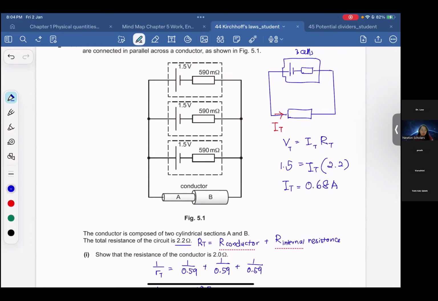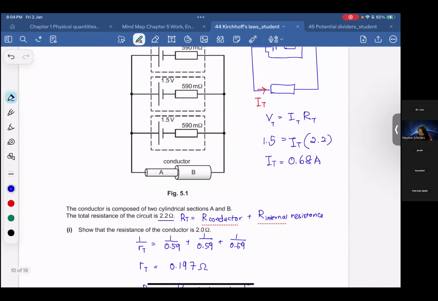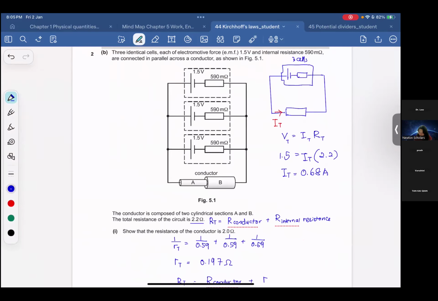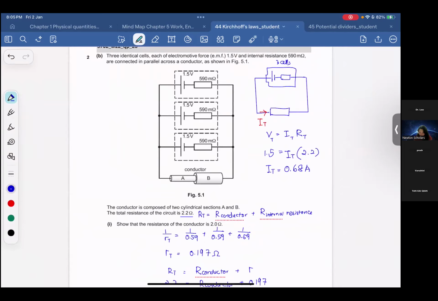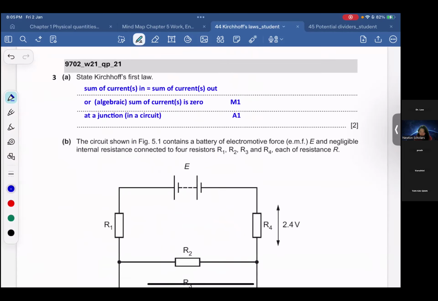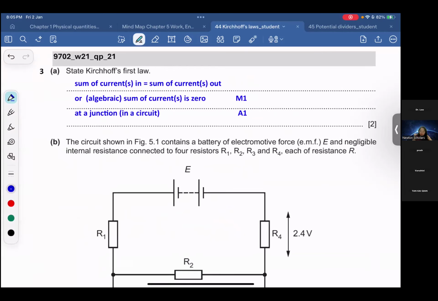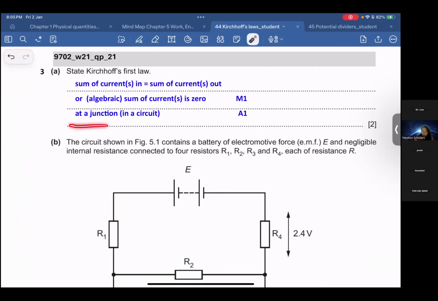Oh, okay. So boys and girls, we go to page 11. Page 11, 2021 Paper 2-1. That's the Kirchhoff first law. This is what I told you. If two marks, junction is 1 mark, at the same junction, 1 mark. Then the sum of the current in equals the sum of the current out. In equals out.